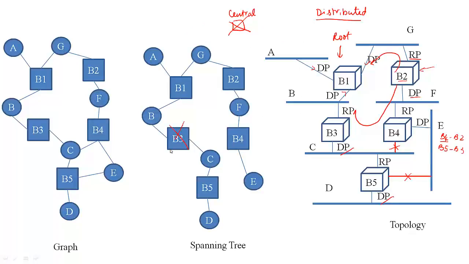Now you have a disjoint graph, while in reality there is a path that interconnects C to B4, but right now it is disabled. So you need to come up with a new spanning tree that is going to interconnect the different LAN segments. How is this done?